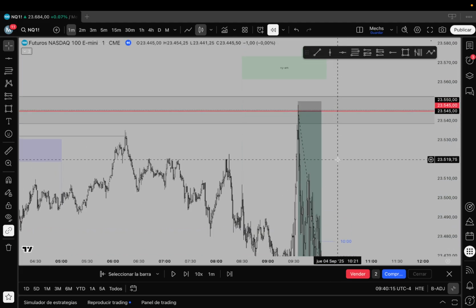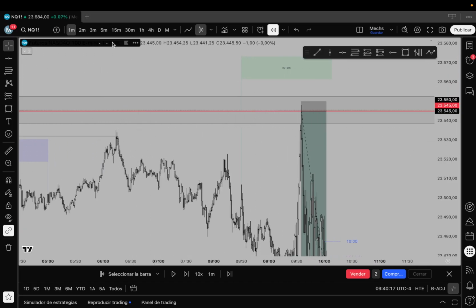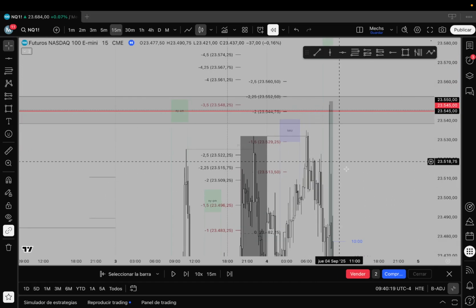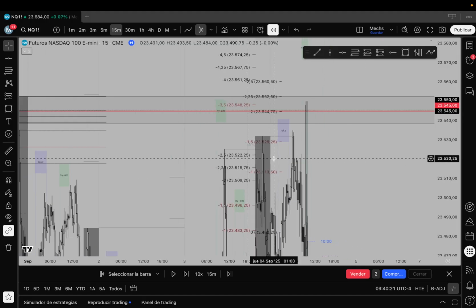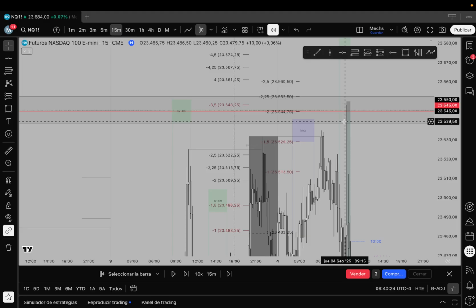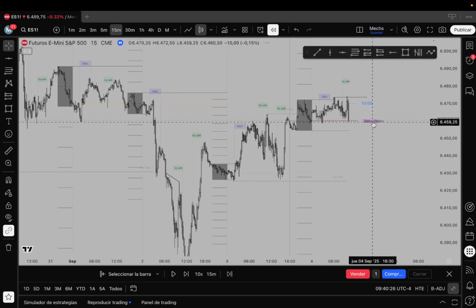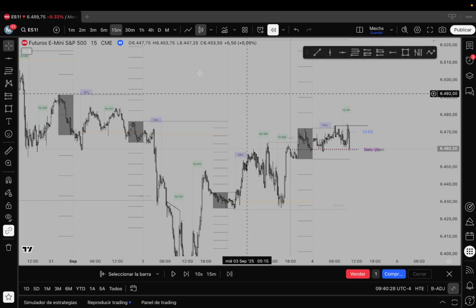Okay, I mean it's not that difficult. You need to align things with other things also. And yeah, look, the SMT, it's like right here, I think.